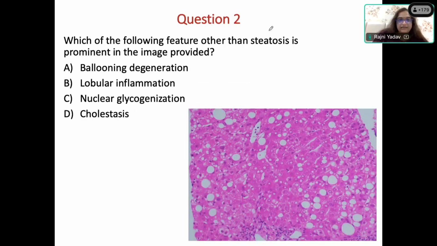So let's take another question. In this image, which of the following features, other than the macrovesicular steatosis, you can see a lot of steatosis, which other feature is prominent in this image? The choices are ballooning degeneration, lobular inflammation, nuclear glycogenization, or cholestasis.